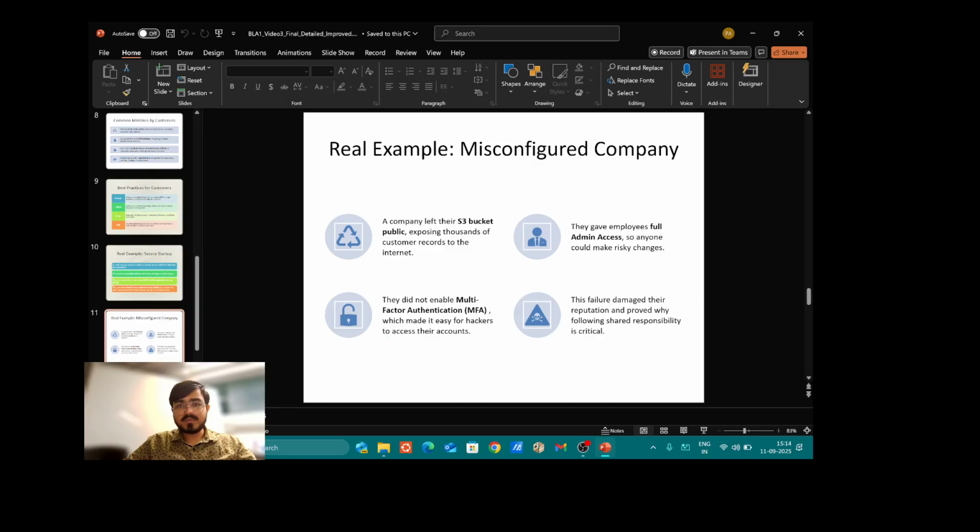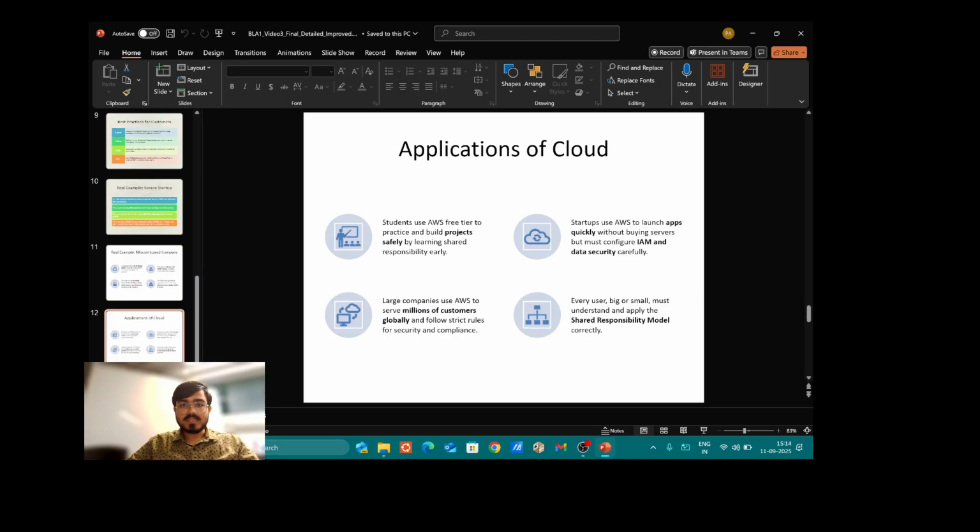Let's see the real example, a misconfigured company. So now a negative example. A company left its S3 bucket public, exposing thousands of customer records to the internet. They gave all employees admin access so anyone could make risky changes. They did not enable MFA and accounts were hacked. This failure damaged their reputation and showed why ignoring shared responsibility can be dangerous.